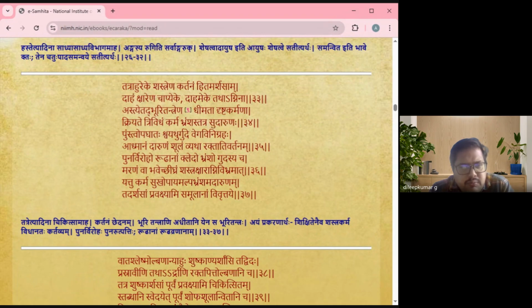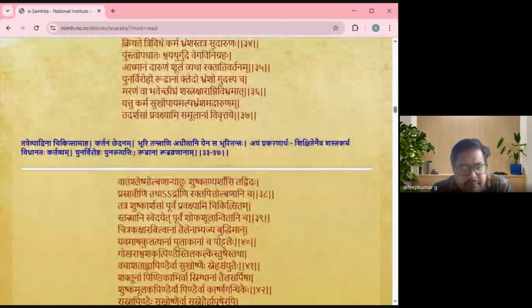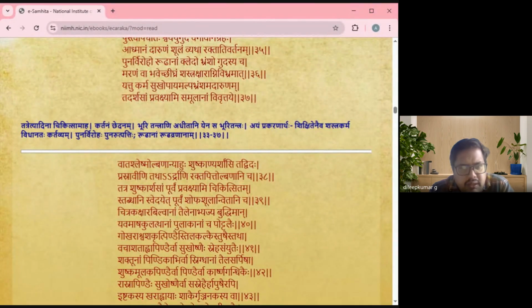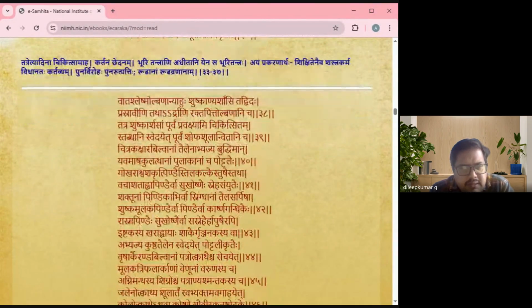It may affect the Pumsatva, may affect fertility. It may cause Shvayatu, Gude, there may be swelling, Atmanam, Daruna Shulam, Raktati Vartanam. There may be chances of excessive bleeding. So, because of all these complications associated with the treatment of Arshas, Acharya mentioned only medical treatment here. So it should be concentrated into two parts.